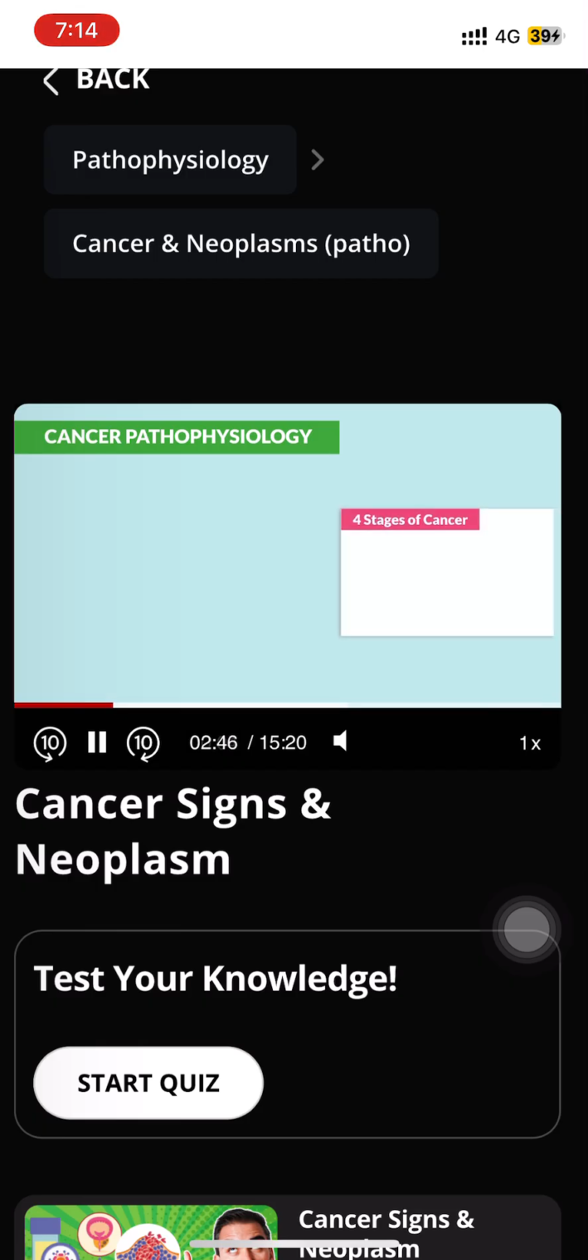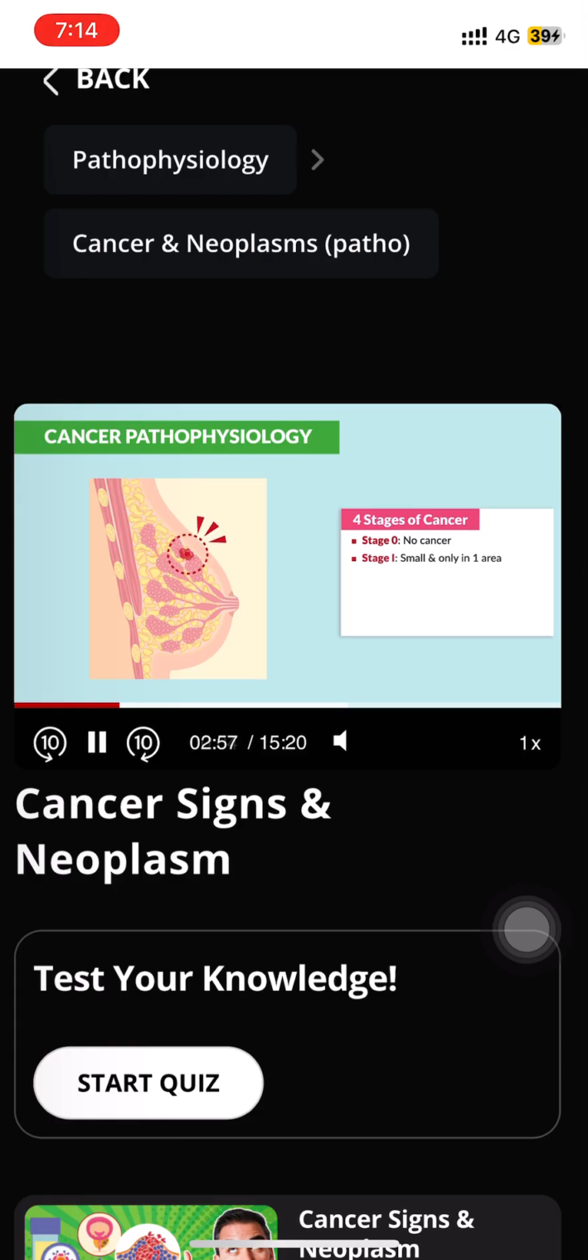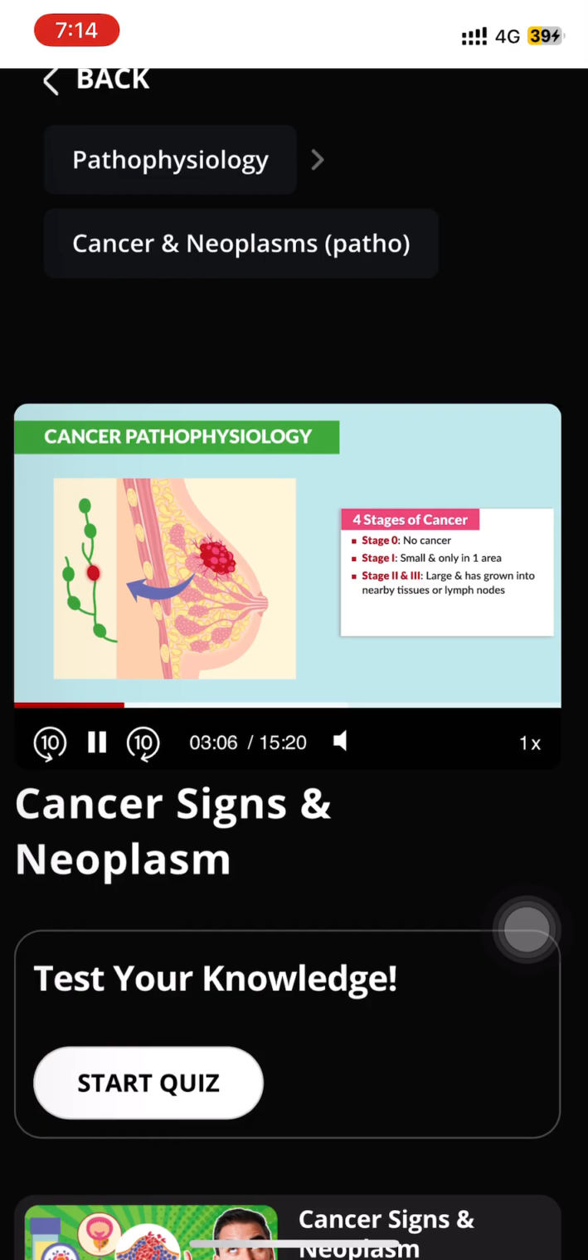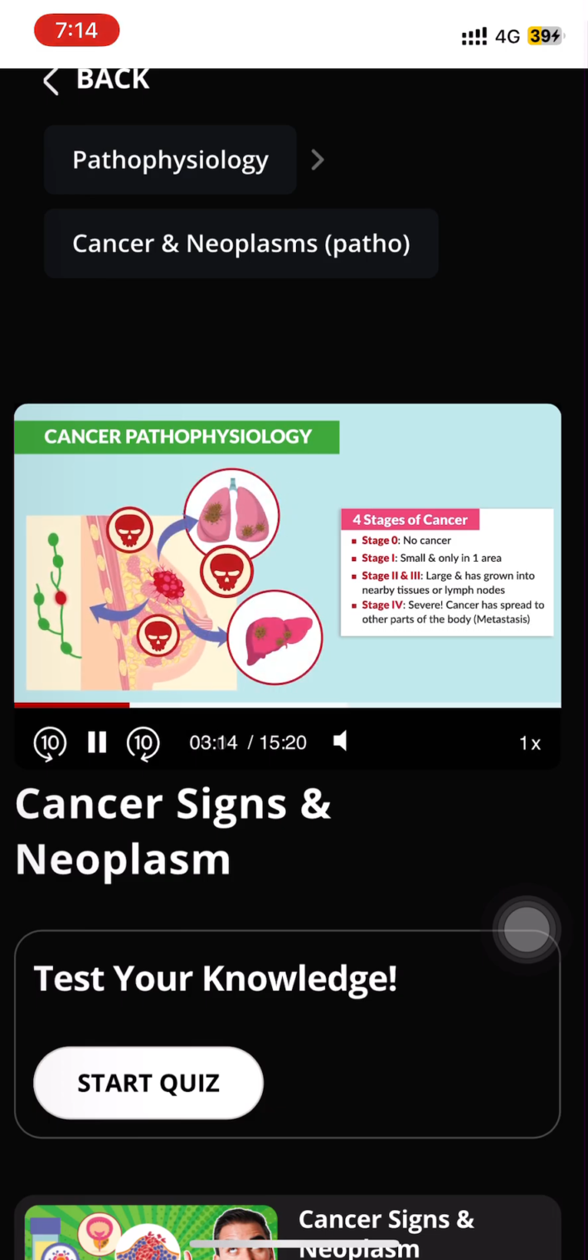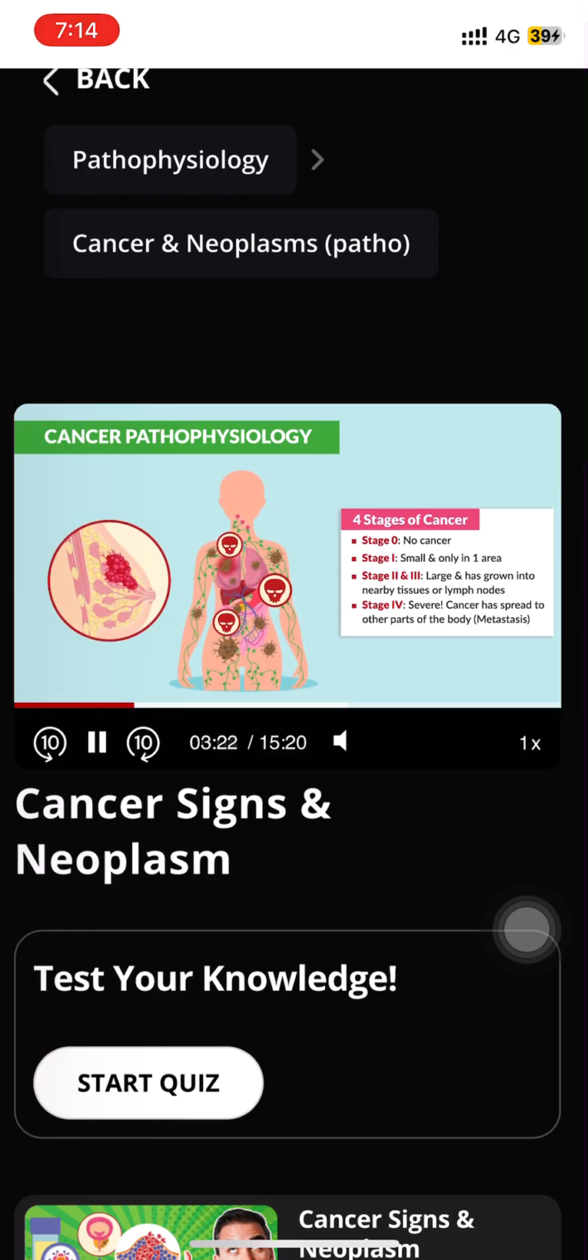Now moving on to the 4 stages of cancer. Starting with stage 0, there's no cancer, only abnormal cells with the potential of becoming cancer. Now stage 1, we have a small or only one area of cancer involvement. And stage 3 is a little bit worse. There's large cancer involvement, and this cancer has grown into nearby tissues or lymph nodes, the highways of the body, which leads to stage 4, very severe. So this means the cancer is spread to other parts of the body, known as metastasis. Now, stage 4 is often untreatable as it's spread throughout the body.